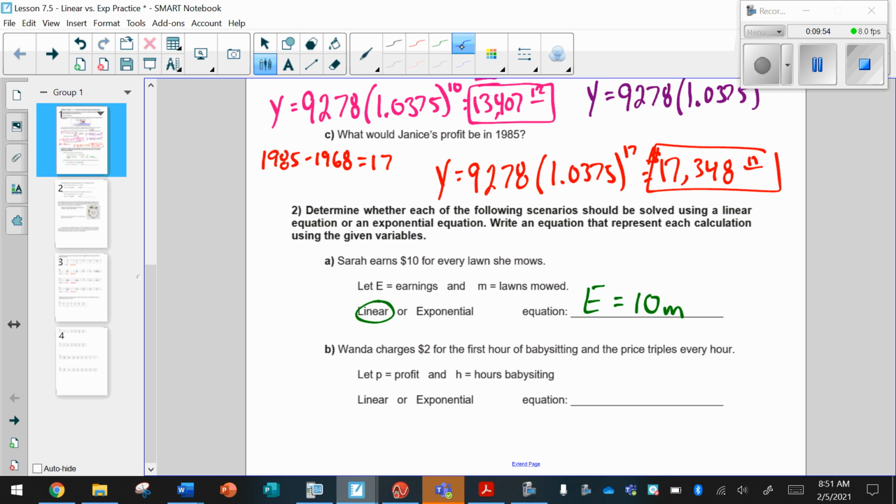Part B, Wanda charges $2 for the first hour of babysitting, and the price triples every hour. So that means we are multiplying times 3 to get a new cost for every hour that she works. That is exponential. So her profit comes from starting at $2 and her price tripling every hour she babysits.